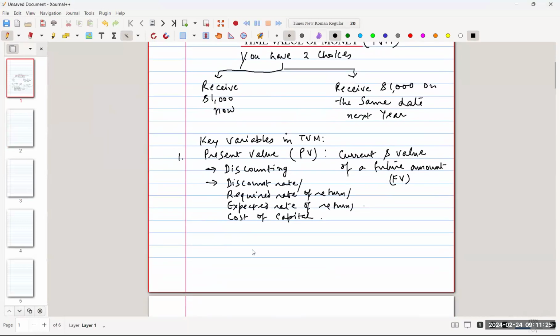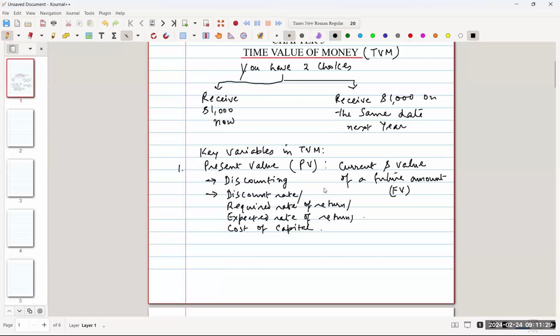So here we are. We have been talking about the introduction to time value of money. We have said thus far that money has time value and that a dollar received today is more valuable than a dollar received tomorrow. And in time value of money, we are now listing the key variables that we are going to come across. So we are not really going into the explanation of these things. We are just looking at a listing for now.